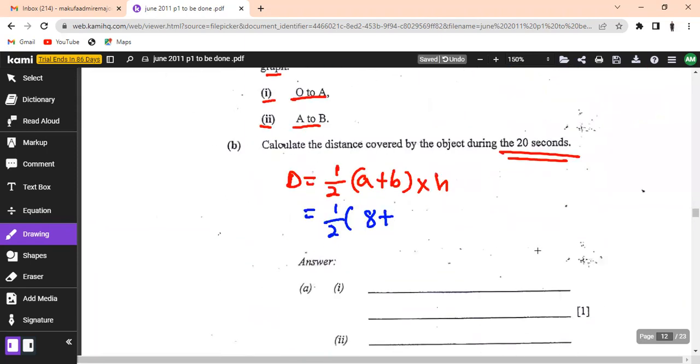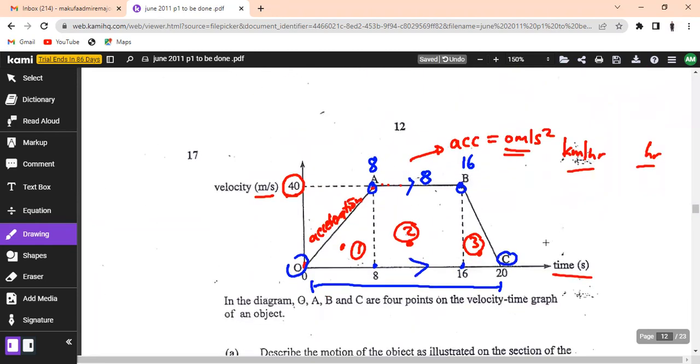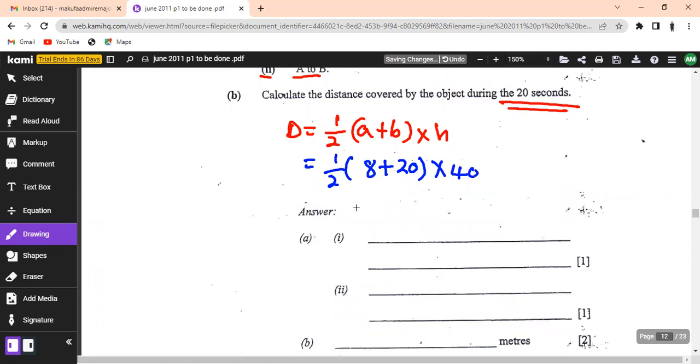So it's going to be half of 8 plus 20, multiplied by the height. And the height in this case is your perpendicular height. You can take it anyway, but that is your height, and it corresponds to 40 here. So this line is 40 according to the value that you have here. So it's going to be times 40. If you add 20 plus 8, that gives us 28.